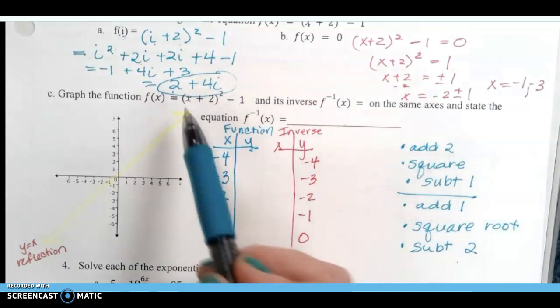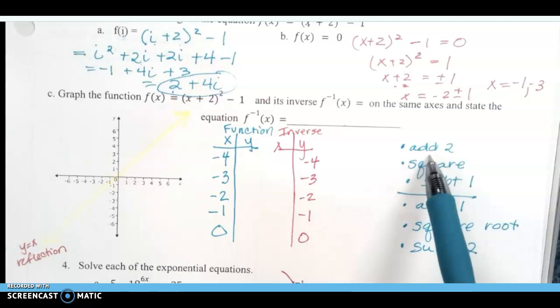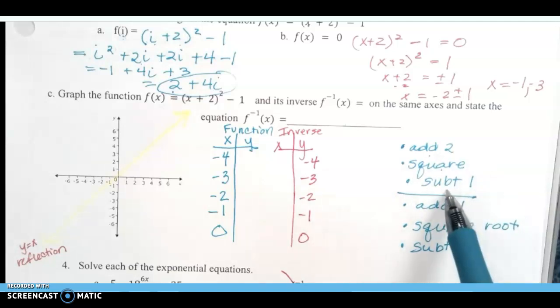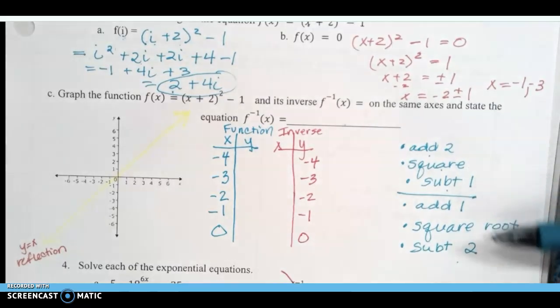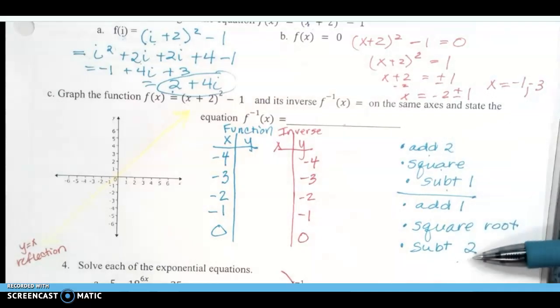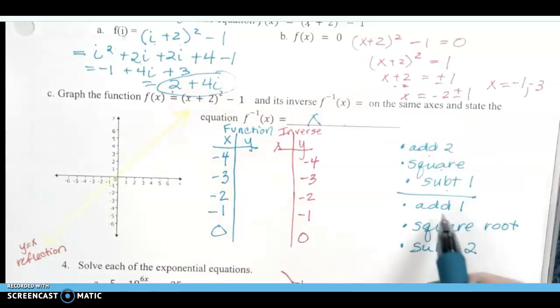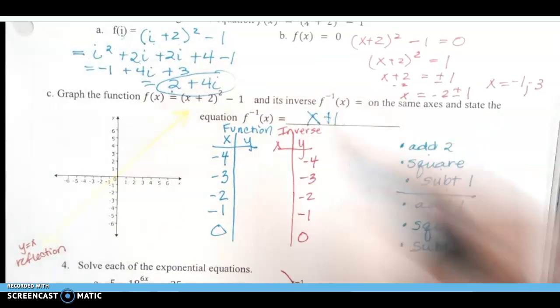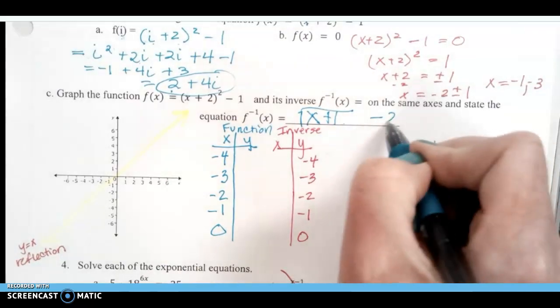Let's do that first. So what's happening to our x here? First, 2 is being added. Then we're taking the square root of it. And then we're subtracting 1. So the inverse operations, we would do the inverse of subtracting 1, which is adding 1, the inverse of squaring, which is square rooting, and the inverse of adding 2, which is subtracting 2. So we're going to take our x, we're going to add 1 to it, then we're going to take the square root of that, and then we're going to subtract 2.